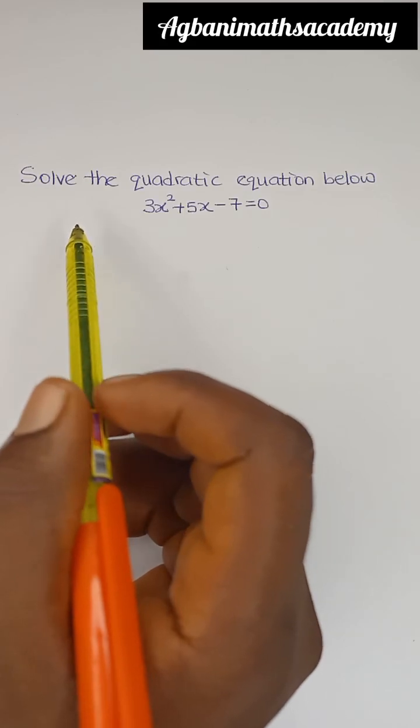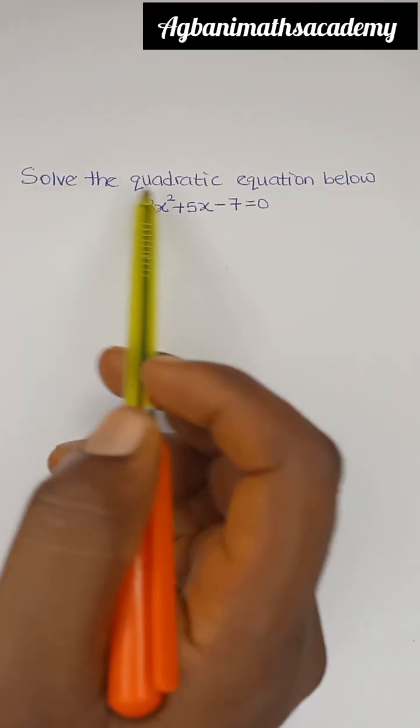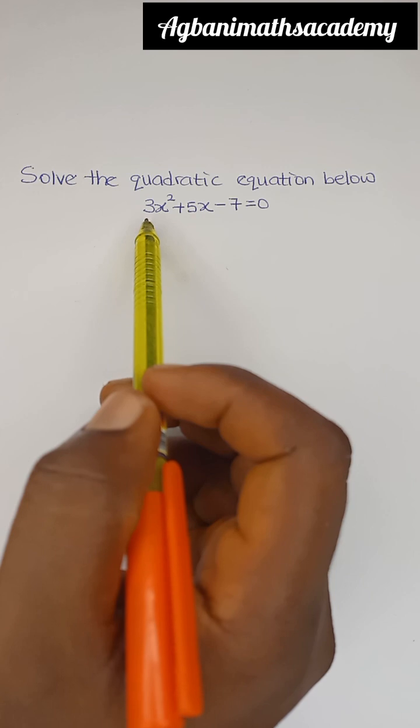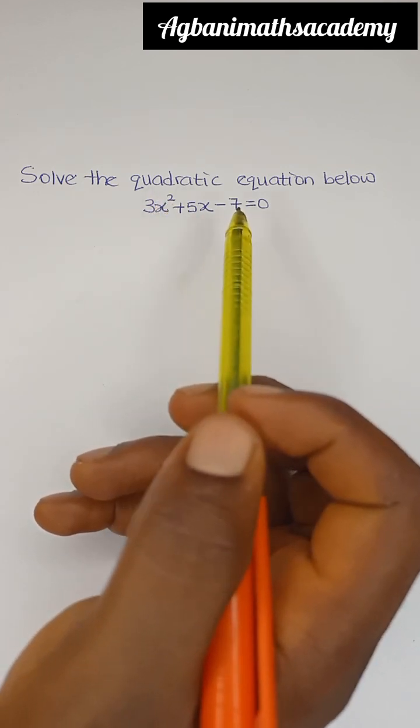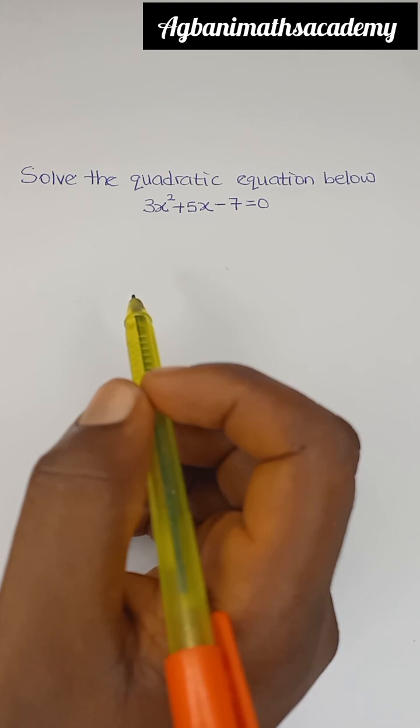Hi guys, let's look at this simple question that we have here. We're told to solve the quadratic equation below. So we have 3x squared plus 5x minus 7 is equal to 0. What I'm going to do in this video is to show you the limitation of using the factor method and how the formula method is more advantageous.